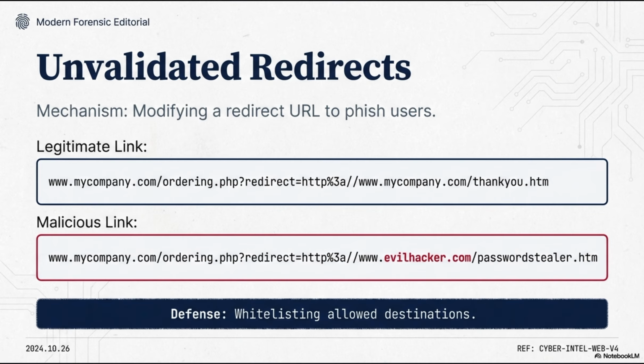And then we have unvalidated redirects, which is a mechanism where you modify a redirect URL to phish users. So if they only see the first part of the URL, then they're not going to see the part where it says redirect, and it takes you to the bad location. And the defense for this is whitelisting your allowed locations, that is only allowing specific ones and everyone else is blacklisted.